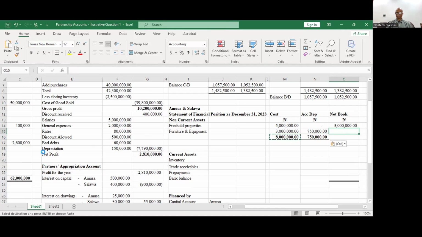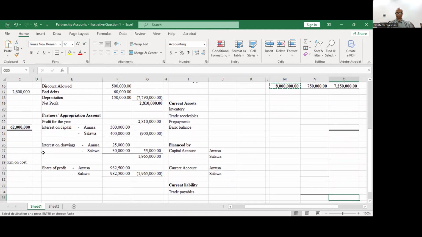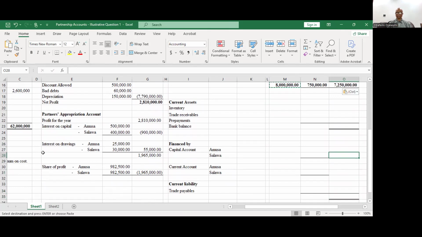Now let's bring it here. We're going to deduct 750,000 from 3 million to be able to get our net book value. So let's add together. That's what we have now for our non-current assets, 7,250,000. That's what we'll be able to get. So let's go and look at our current assets.